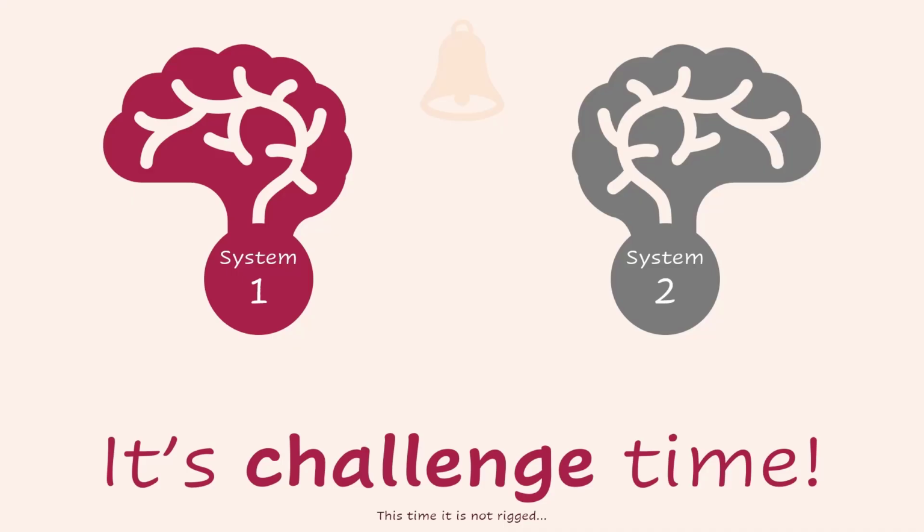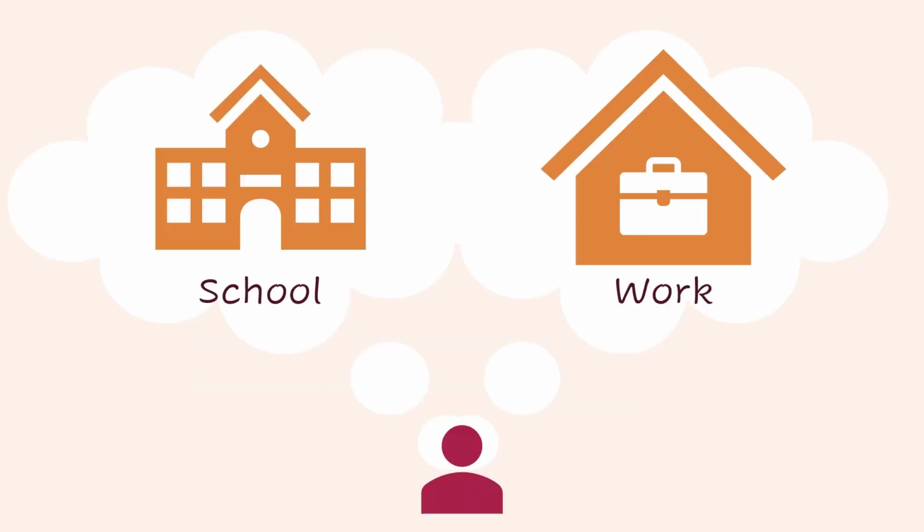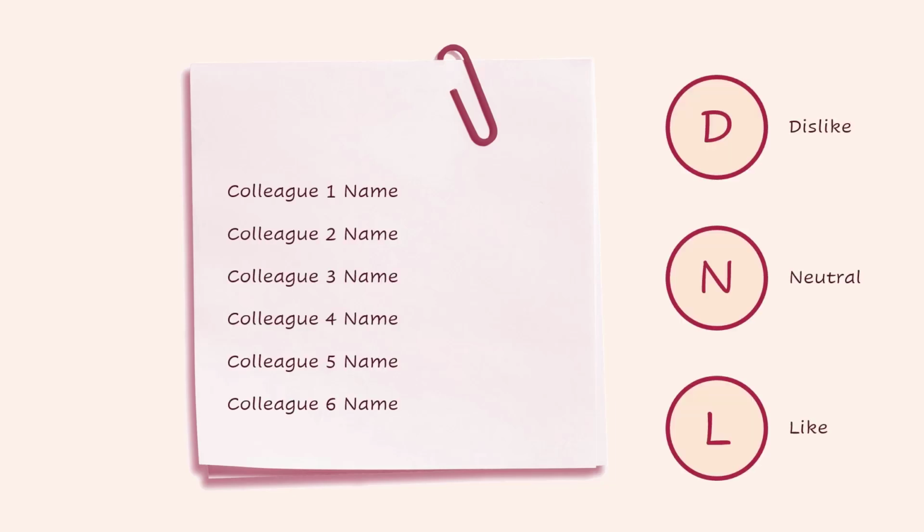Let's start with a challenge. Take out a piece of paper and a pen. Now think about work or school. You are in a normal day. Now, on that piece of paper, please write the names of 6 persons that you meet frequently. Now please rate each person depending on what you feel about them: a D for dislike, an N for neutral, and L for like.